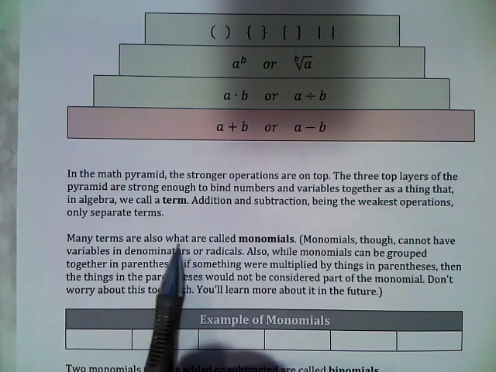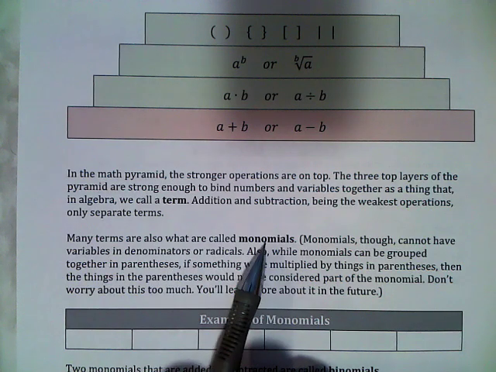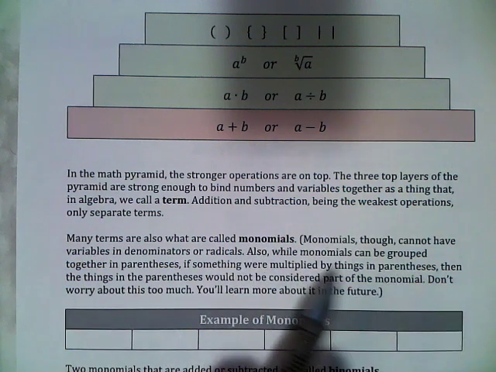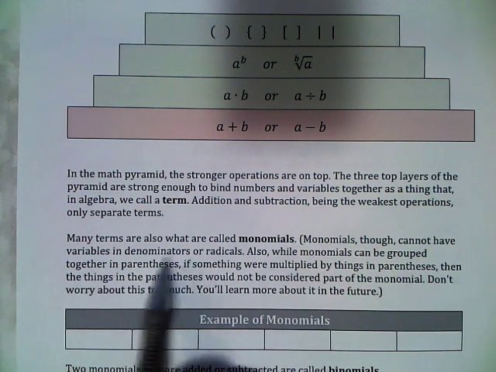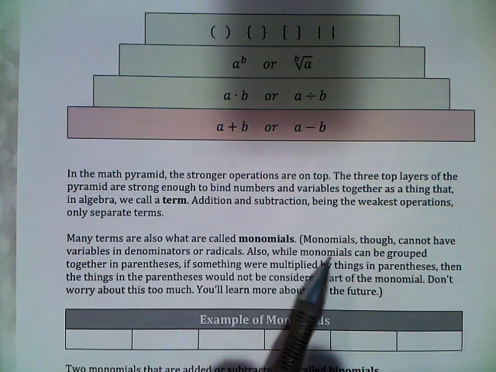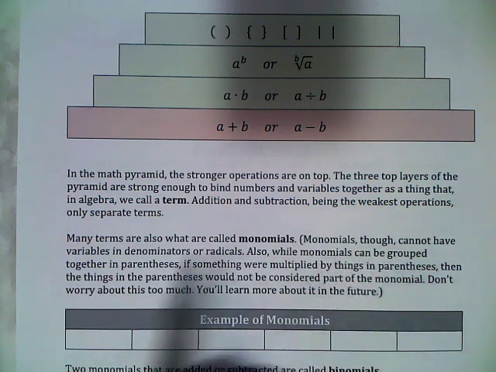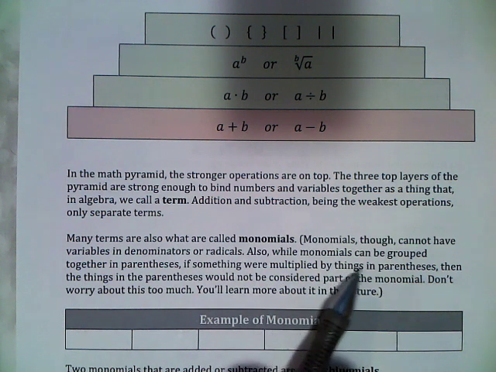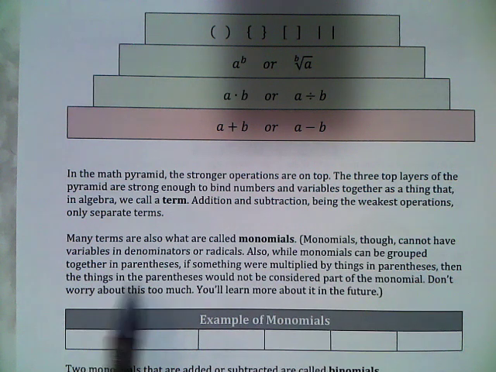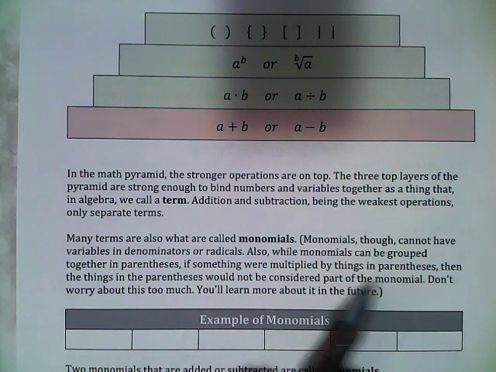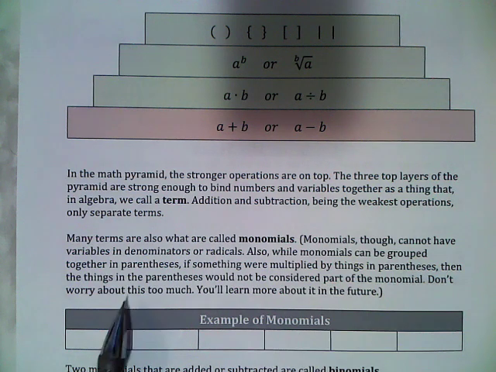Many terms are also what are called monomials. Monomials, though, cannot have variables in denominators or radicals. Also, when monomials can be grouped together in parentheses, if something were multiplied by things in parentheses, then the things in the parentheses would not be considered part of the monomial. Don't worry too much about this. You'll learn more about it in the future.